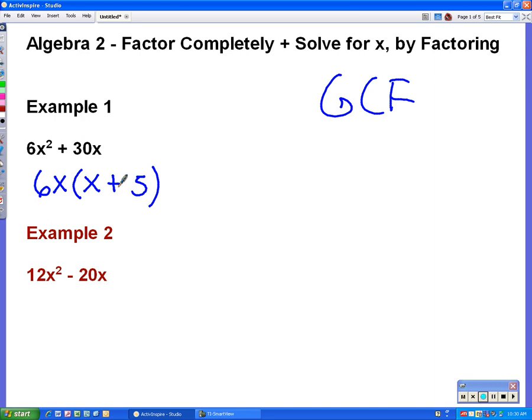Look at the two terms, x plus 5. Is there anything more we can do with that? No. Okay, they both have 1 in common. That's our goal, to get it down to only having 1 in common. So that one is factored completely.